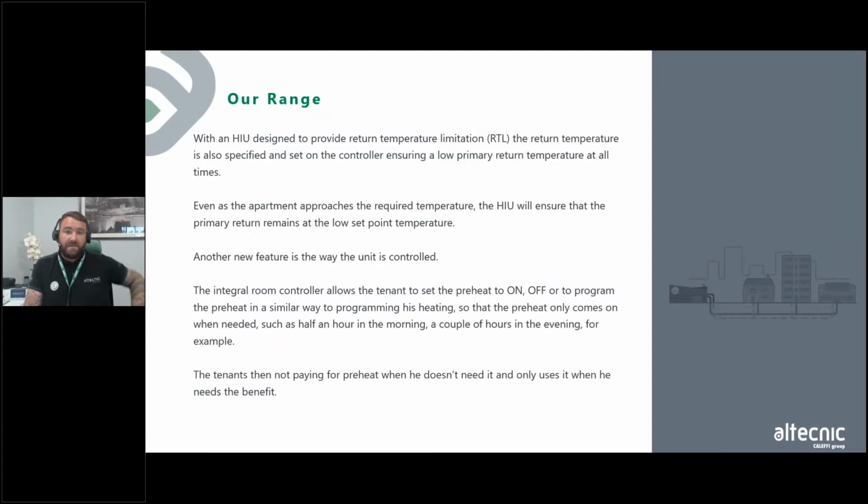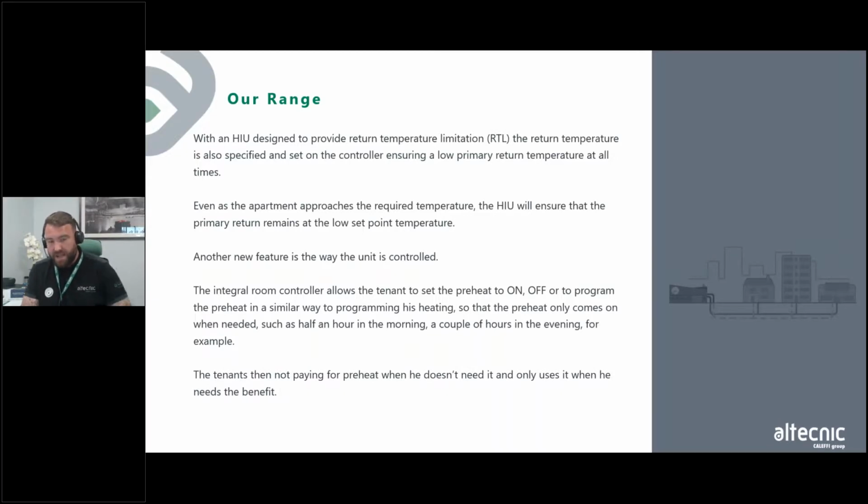So we spoke about RTL, the return temperature limitation. This will always keep there. So even as the demand approaches the required temperature, the HIU will ensure that the primary return remains as low as the set point temperature. Another new feature of this HIU is the way that it is controlled. We have an integral room control that allows the tenant to set the preheat on or off, or program the preheat in a similar way to programming their heating.